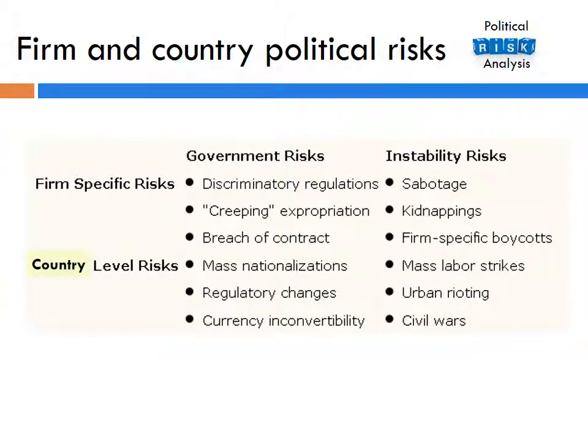On this slide, we see that we can make a grid incorporating these attributes. Government and firm-specific risks include discriminatory regulations, creeping expropriations, breach of contract. At the country level, there is mass nationalizations, regulatory changes, and currency inconvertibility. These government risks we will be covering in particular more detail during this course. In the instability risk columns for firm-specific risks, we see sabotage, kidnappings, and firm-specific boycotts. For country-level risks, there are mass labour strikes, urban rioting, and civil wars.